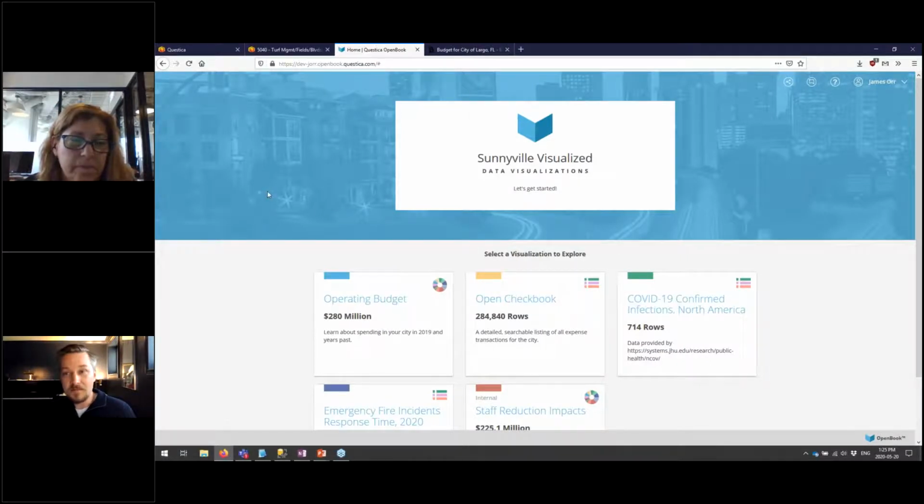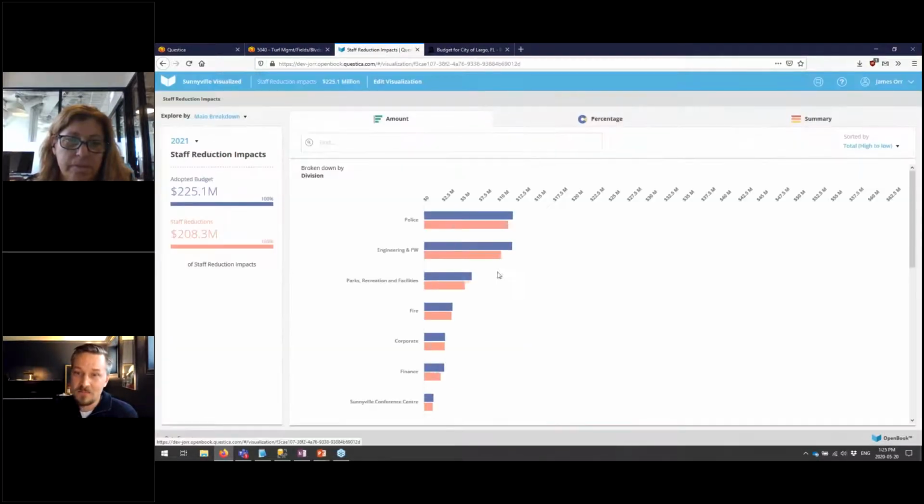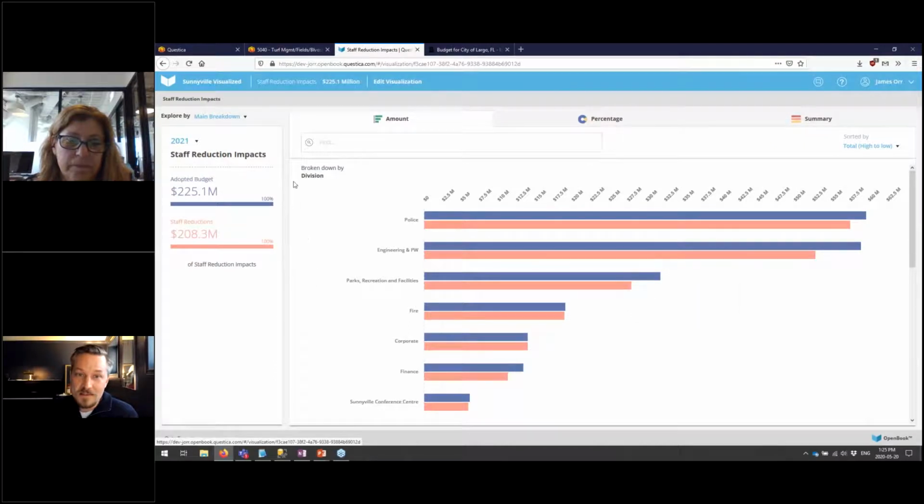So the city of Sunnyvale, a fictional city, has a Sunnyvale OpenBook site. And here they've created a few different public visualizations, but this is internal, which means it's not open to the public. This is just for those people who can log in. And this could be what they might use at a council presentation or to actually create logins and passwords for council so that they can come in and check this stuff out. So in this case, I've taken these 2020 reductions. This says 2021 only because my demo database is off by a year.